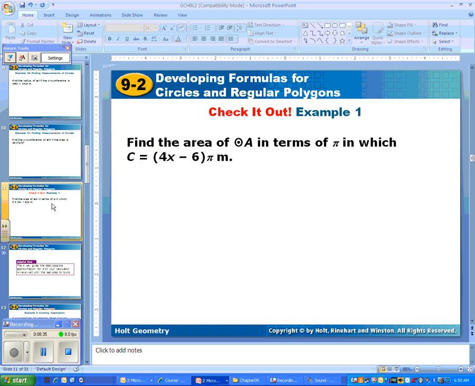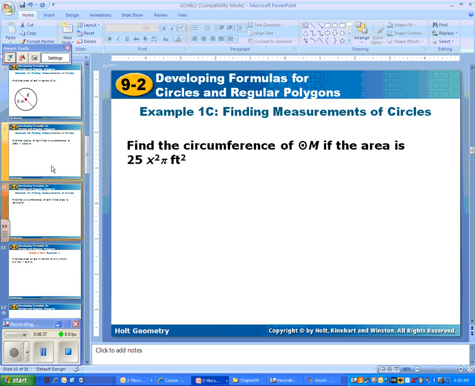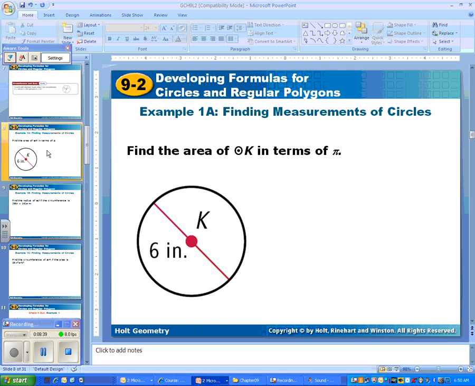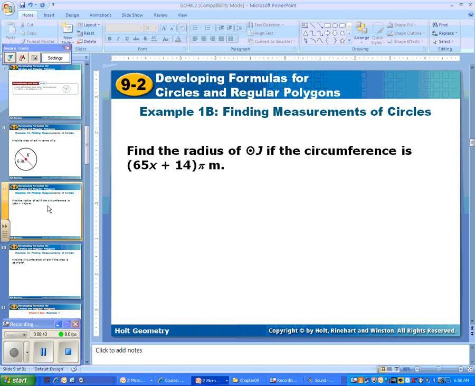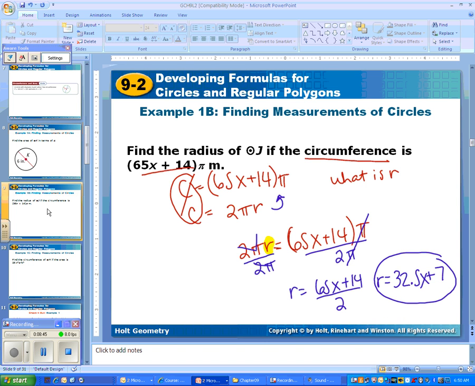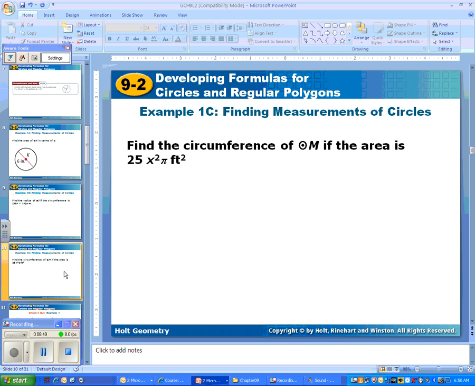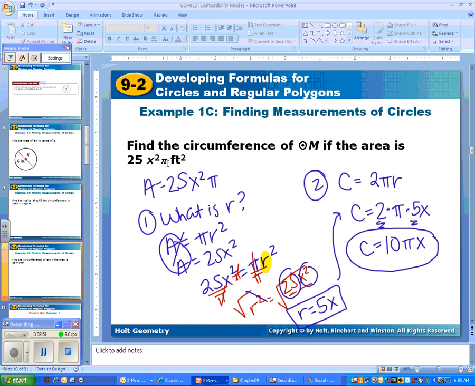So yeah, those are the 3 types of questions I'm going to ask you. Just the basic, what's the area, what's the circumference formula question. To work backwards and find the radius given the circumference, or I could give you the area. And then this one, the most difficult type of question, is where I give you one formula and you have to figure out what the radius is and plug it into the other formula. Those are the 3 types of questions I'm going to ask you about circles.